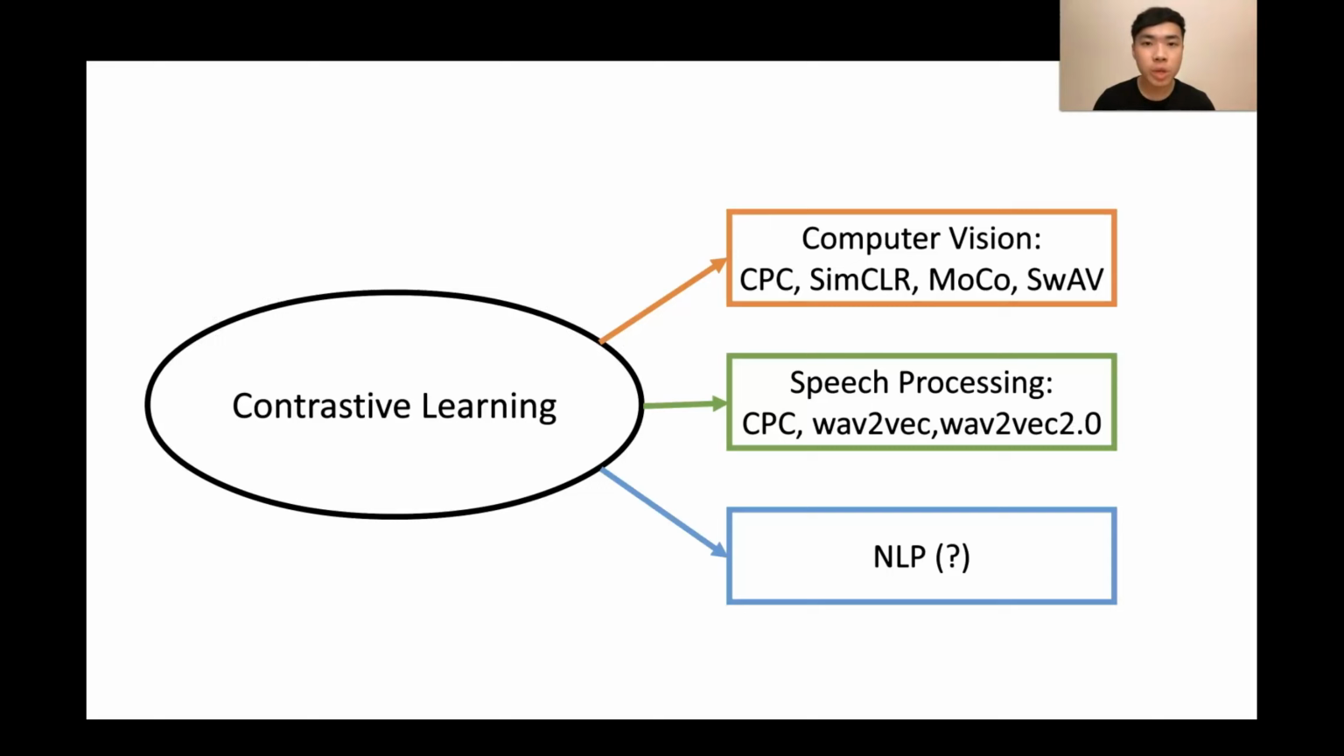Contrastive learning has been widely applied in self-supervised learning for many domains, including computer vision and speech processing. Models pre-trained using contrastive learning have achieved state-of-the-art results in these domains. However, in NLP, contrastive learning is a recently emerging direction. So we will first start with why we need contrastive learning for NLP and why it is more difficult to apply contrastive learning for NLP tasks.